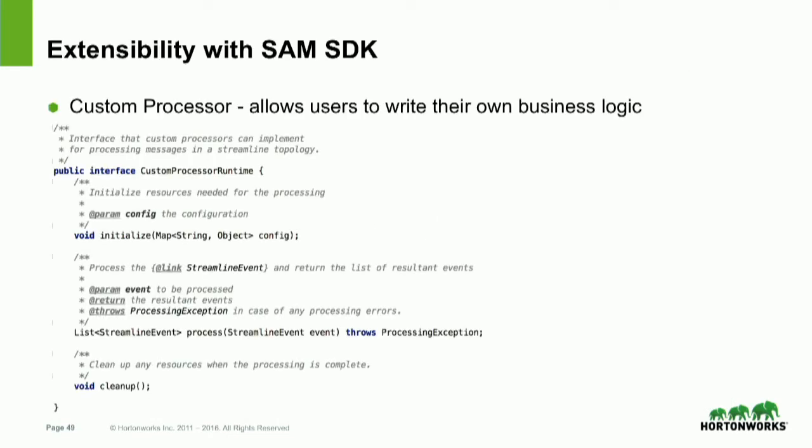I'll quickly go through this one, the topology actions, how it looks. Before going there, the SDK. This is how the custom processor runtime looks. There's a custom processor that you're looking at on the toolbar that I showed you. It's a simple interface: you have configs coming in at initialize, and you're handed every event that's coming your way in the process method. You can return one or more events out of that.